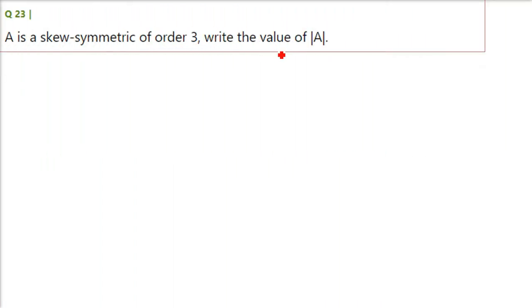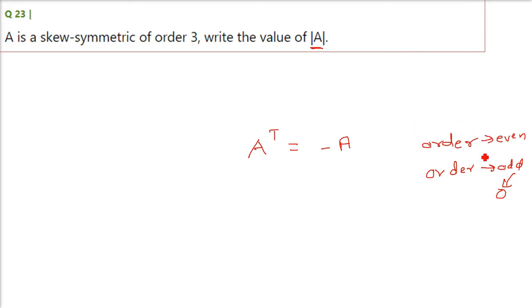A is a skew symmetric matrix of order 3. Write the value of determinant A. There is a property we just have to understand: skew symmetric is when you take the transpose of any matrix, it should come as negative of that matrix. A transpose equals minus A. So if the order, that is the n by n order, is even, there will be some value. But if the order is odd, the determinant will be 0.